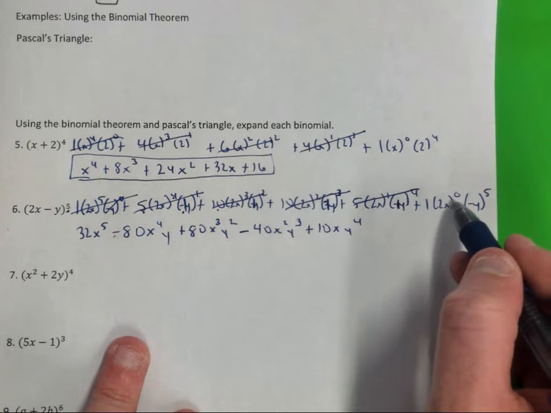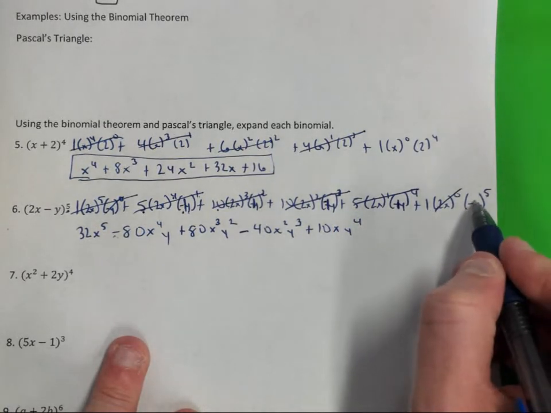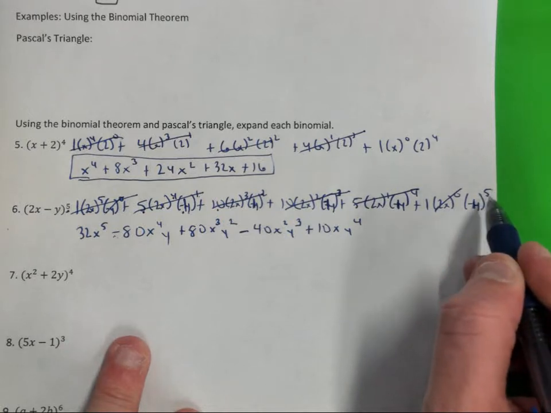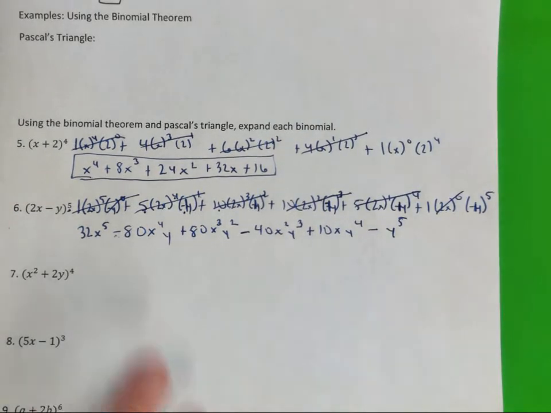Anything raised to 0 is what, guys? That whole thing's gone. 1 times, what's negative 1 to the 5th? Would negative 1 to the 5th be positive or negative 1? A negative times a negative is a negative 1, y to the 5th, and that's my answer.